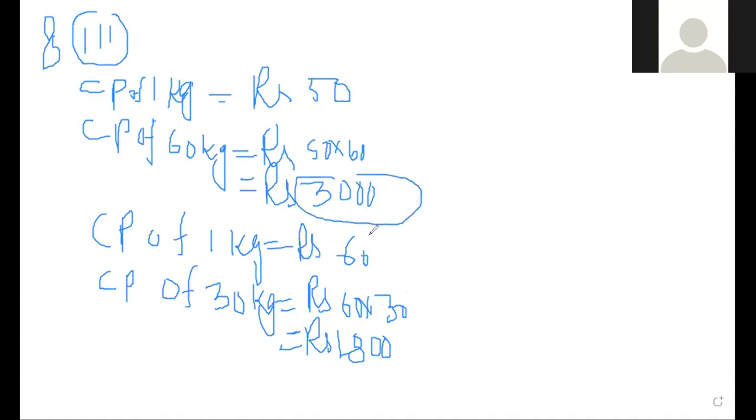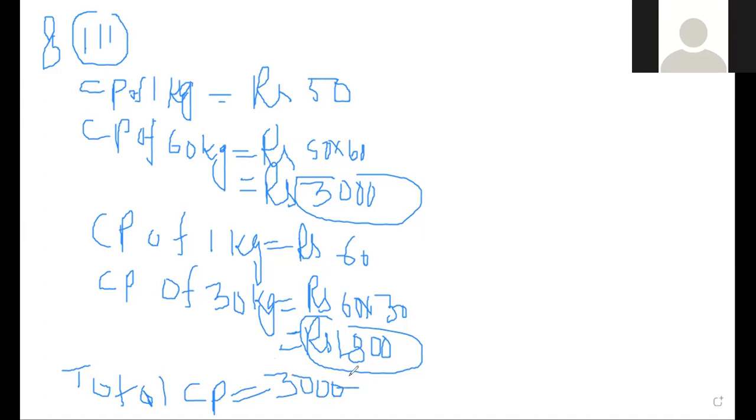Now, can you find out the total CP? This CP and this CP add. What is total CP? 4,800. We have to add 3,000 plus 1,800. Good. 4,800. You are absolutely right. Rupees 4,800, right there. Are you looking? Yes, sir.